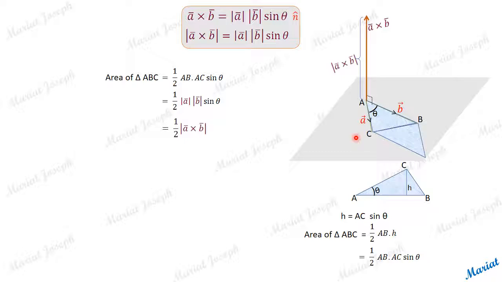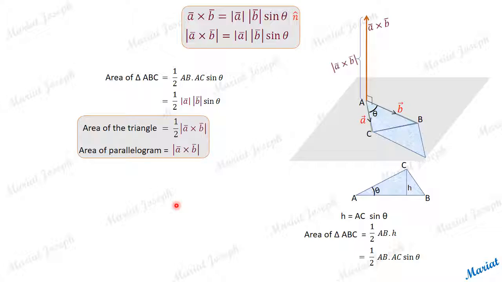Now, let's extend it to a parallelogram. This is a parallelogram whose adjacent sides are vector A and vector B. Then this BC is the diagonal of this parallelogram. As we know, the diagonal of a parallelogram divides the whole parallelogram into two congruent triangles, because of which the area of each triangle will be equal. So double the area of this triangle will be the area of the parallelogram. Hence, area of the parallelogram will be double of this. Double of this means magnitude of A cross B.